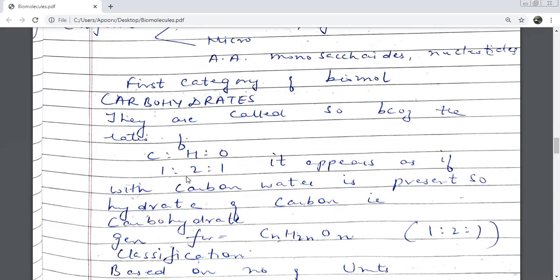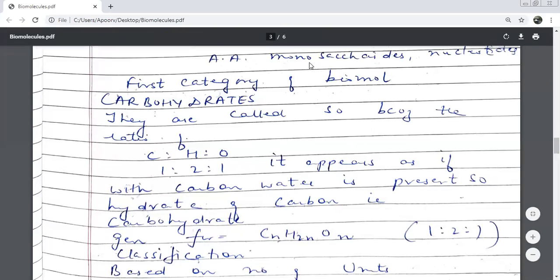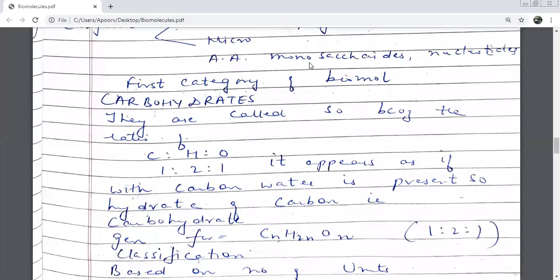See, this is the general ratio of carbon, hydrogen, and oxygen in carbohydrates. There are 3 elements present in carbohydrates: carbon, hydrogen, and oxygen. What is the ratio?